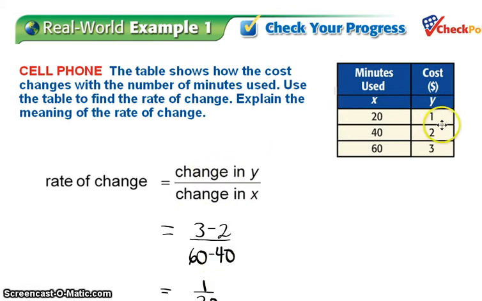Okay, so if we start with our change in y, I picked 3 and 2, so I'm going to go 3 minus 2. My change in x, since I used 3 and 2, I need to use 60 and 40.